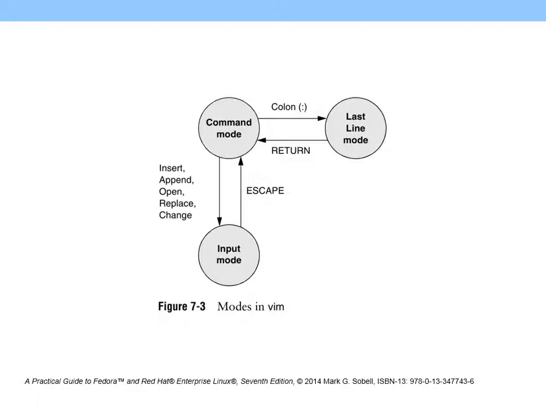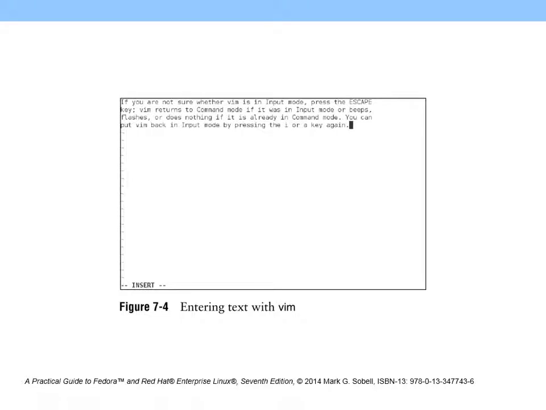It's so complicated. Okay, if you're not sure whether Vim is in the input mode, press the escape key. Here's the easy way to find out if you're in the input mode. Does it say insert? Okay? If it is, then you hit escape and then colon. And that gives you the ability to enter a command. Escape gets you to command mode. Colon gets you to command line. Do y'all make sense?